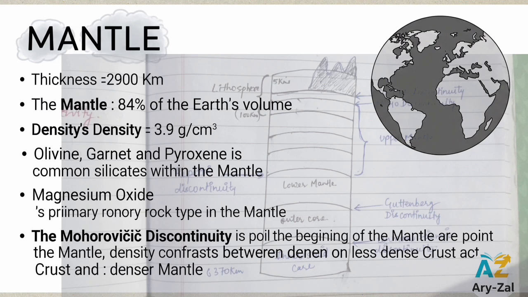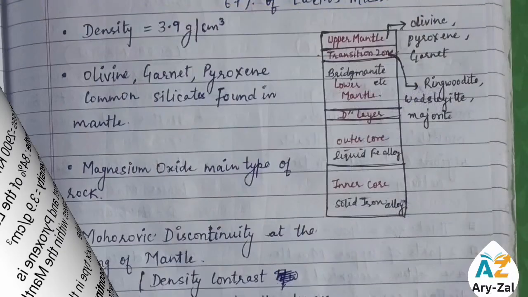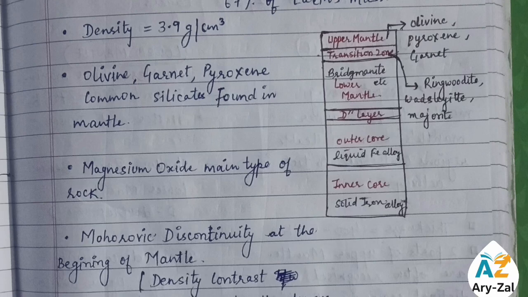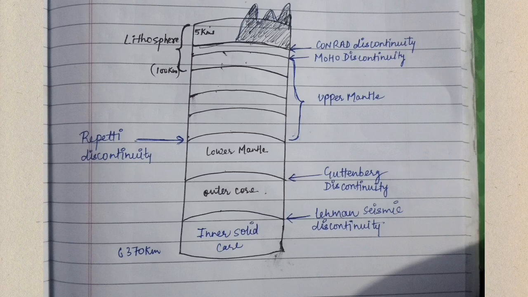Now, below the crust, the next layer is the mantle, which is a huge 2900 kilometer thick layer, making up 84% of Earth's volume and 67% of Earth's mass. This layer is not just big, but also dense, with a density of 3.9 grams per cubic centimeter. Inside the mantle, you will find minerals like olivine, garnet, pyroxene, common silicates. And guess what? Magnesium oxide is a main type of rock here, giving the mantle its unique structure. The Mohorovicic discontinuity lies at the beginning of the mantle. It is basically a density contrast from the less dense crust to the denser mantle.